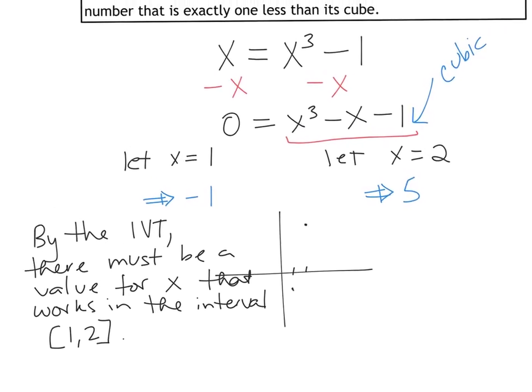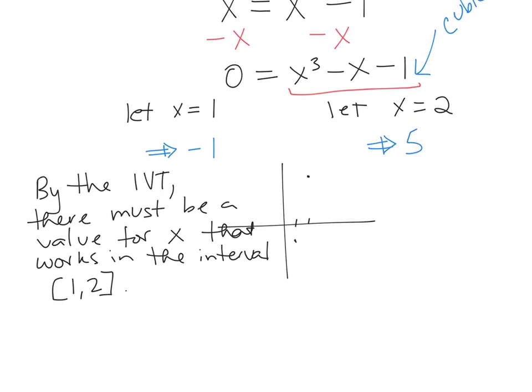I'm assuming some people are wondering how I came up with these numbers, the 1 and the 2. I just picked them randomly. I haven't looked at this problem in about a year now. I looked at x cubed minus x minus 1 and thought, how could I make it negative? I thought 1 would work. Then I thought, how could I make it positive? I thought 2 would work. And then I plugged them both in.